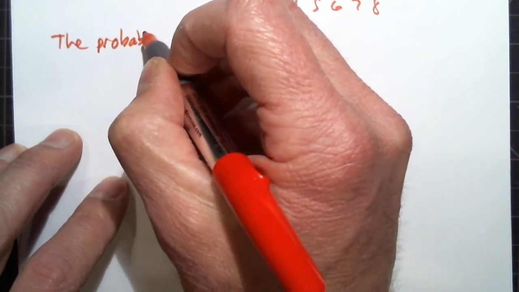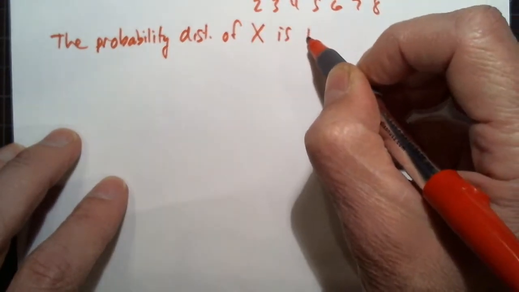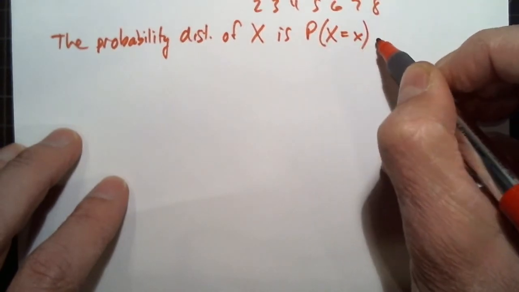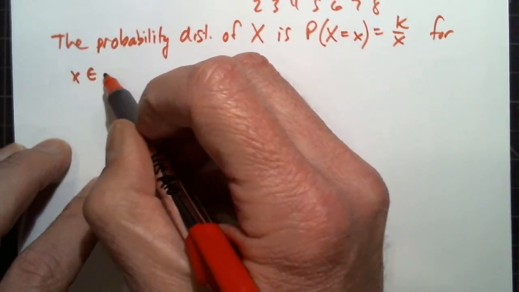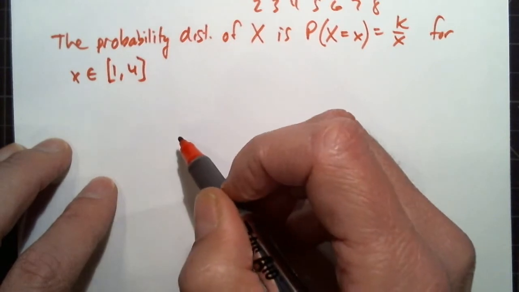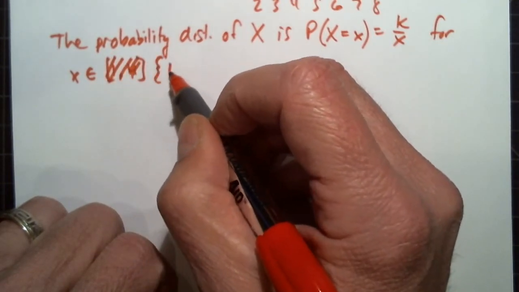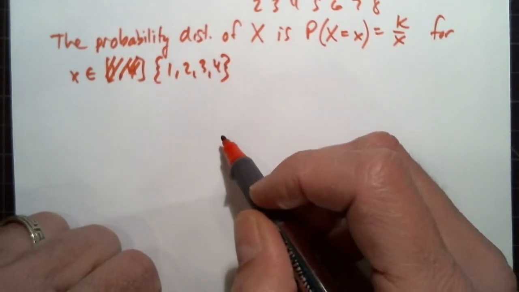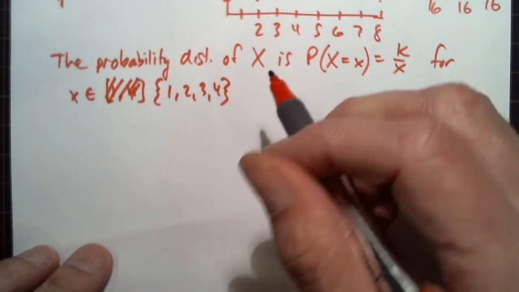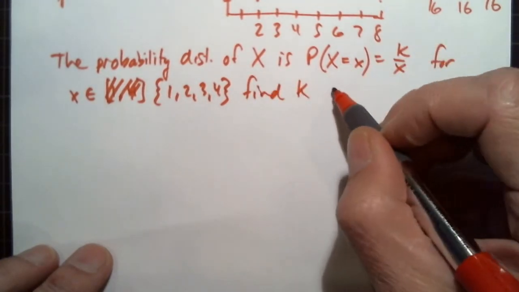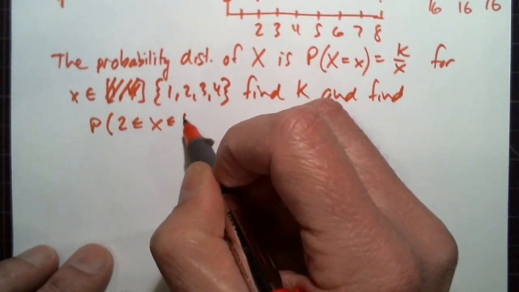The probability distribution of capital X is the probability that capital X equals lowercase x is k over x for lowercase x is from 1 to 4. We should probably write this as a set since it's discrete, and the interval we would have to know that we're dealing with just natural numbers in there. So we can write it as a set. Find k and find the probability that x is between 2 and 4.